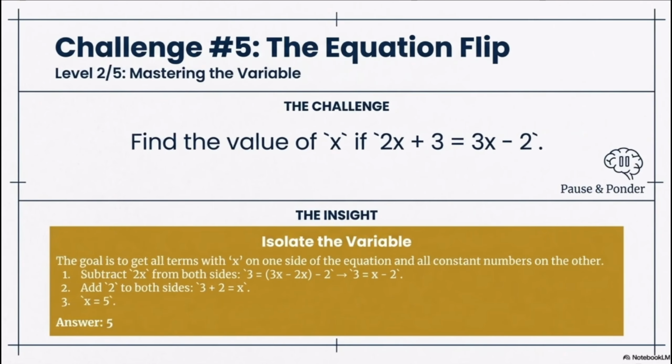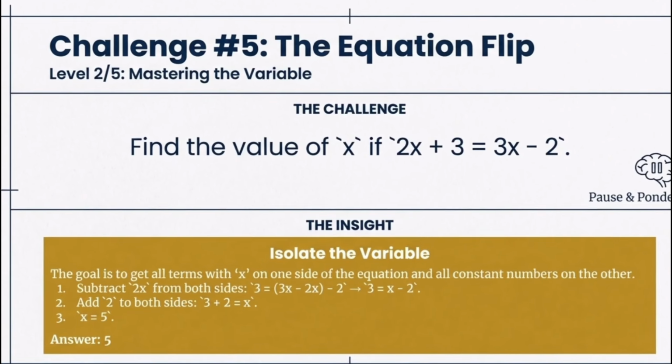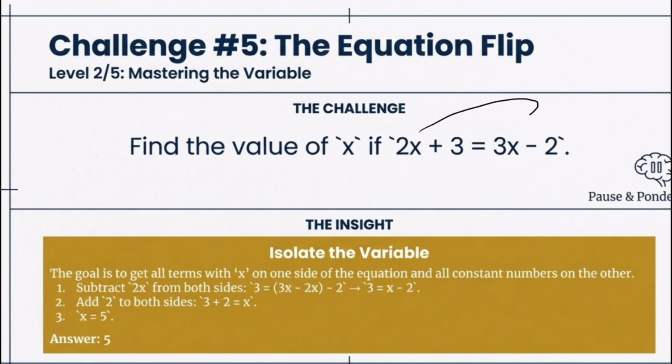Then I do have to find the value of x if 2x plus 3 is equal to 3x minus 2. Again, it's just a normal equation. First of all, you have to move one of these x's to one side in order to isolate all of the variables on one side, then move the other numbers to the other side. It doesn't matter if you move 2x to the other side or if you move 3x to the side. Both of them would be right.